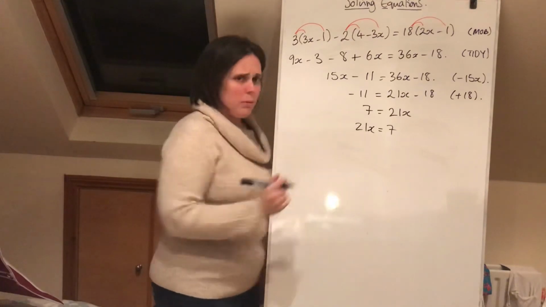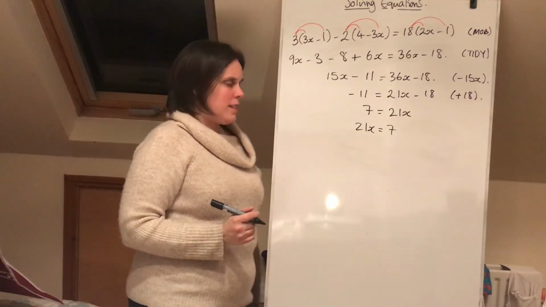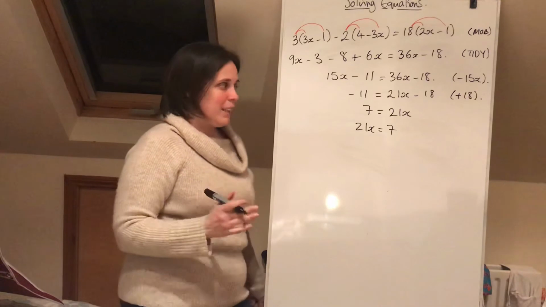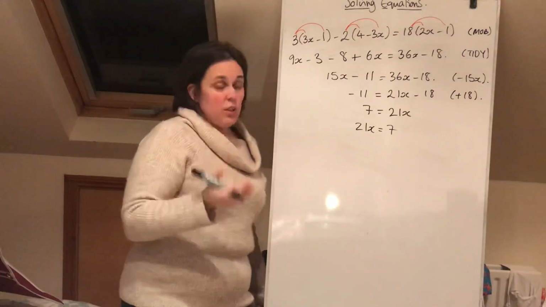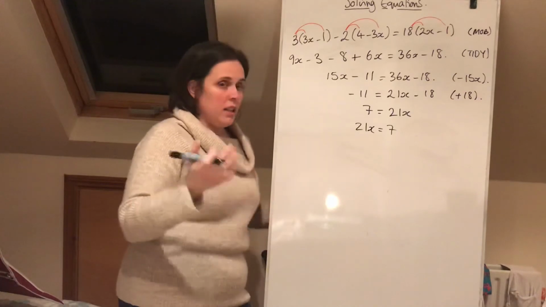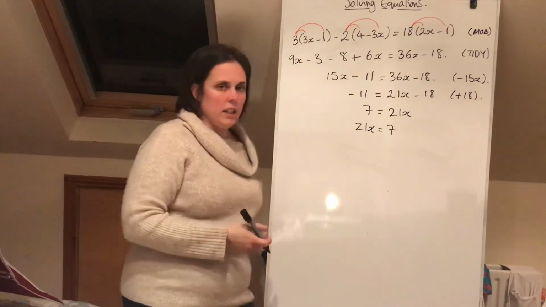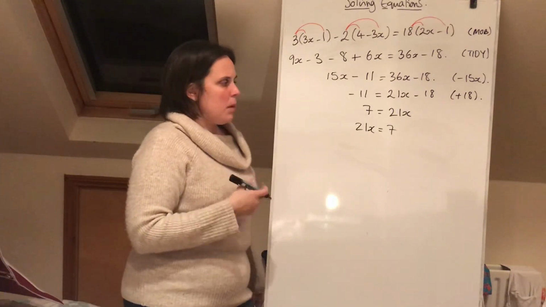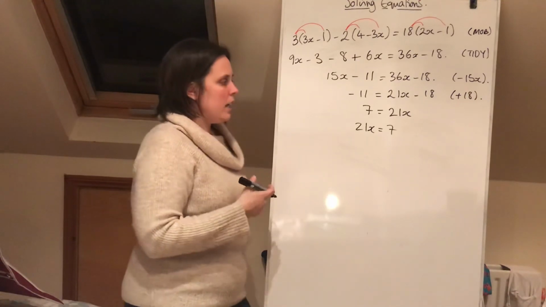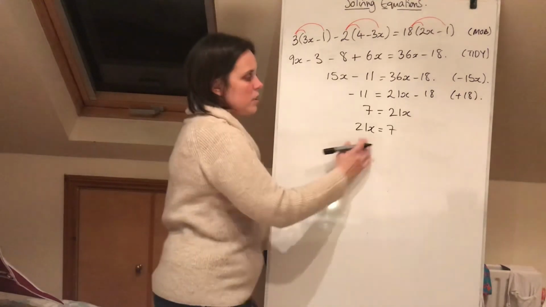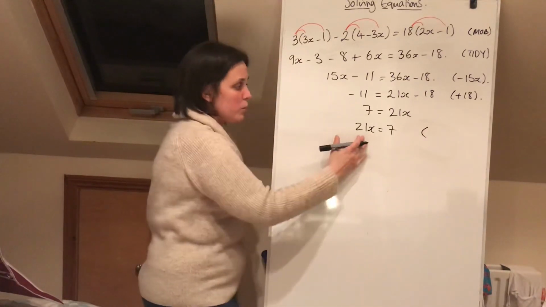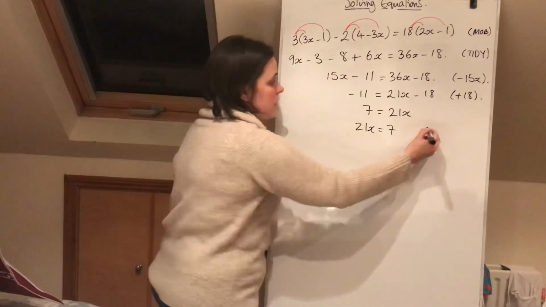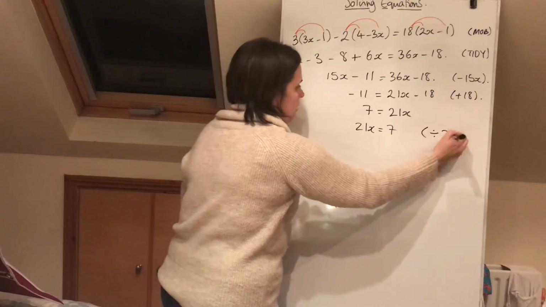So now I've got 21x equals 7, and a lot of people will be panicking and going for their calculator at this point. If it's on a calculator paper in your GCSE, that's fine, you can do it on the calculator, not a problem. But if it's not, then just keep your head about you. You know what you've got to do. We've got 21x, I want 1x. So you can divide by 21.